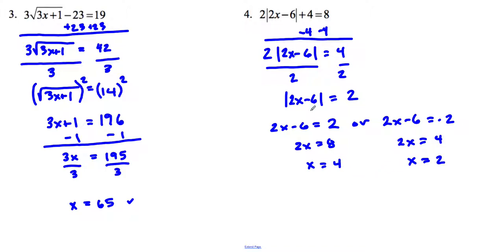We take those and we plug them back in. That's 8. 8 minus 6 is 2. 2 times 2 is 4, plus 4 is 8. That one checks out. And on this side, 2 times 2 is 4. Minus 6 is negative 2. The absolute value of negative 2 is 2. Times 2 is 4. Plus 4 is 8. That checks out also. So these are the first 4 problems from the review.